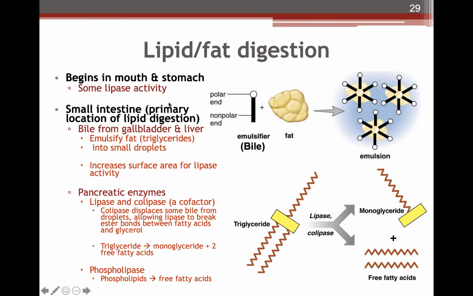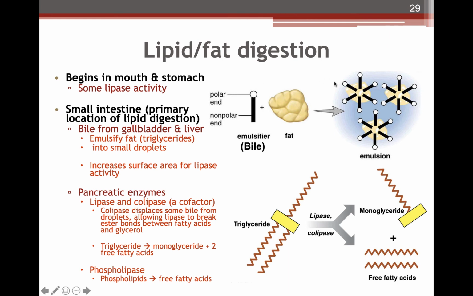All right, moving on to lipid or fat digestion. I've been using these terms kind of interchangeably. They basically are interchangeable. And so lipid and fat digestion did begin in the mouth and continued in the stomach. There is some lipase activity in those earlier compartments.